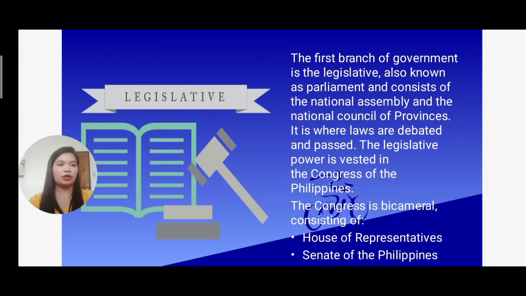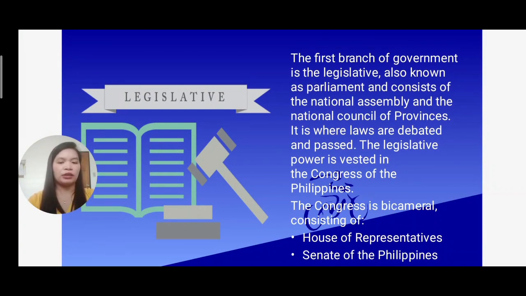The first branch of government is the legislative, also known as parliament, and consists of the National Assembly and the National Council of Provinces. It is where laws are debated and passed. The legislative power is vested in the Congress of the Philippines. The Congress is bicameral, consisting of the House of Representatives and the Senate of the Philippines.